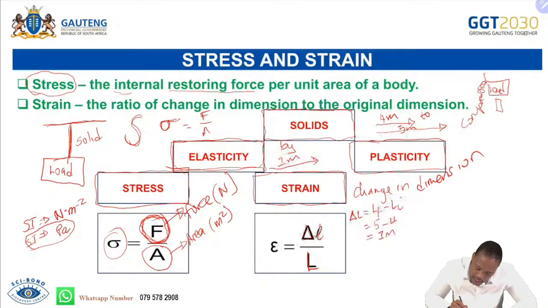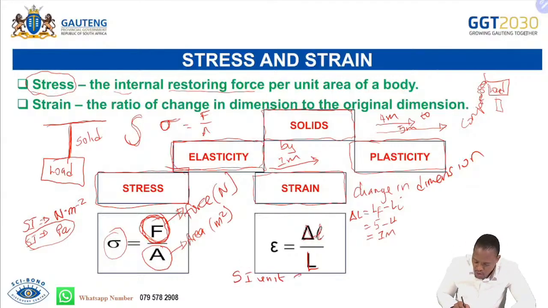But if the length they are giving you is significantly smaller than the initial length, then it means already they have given you the change in length. Okay? Right. What about the SI unit now?